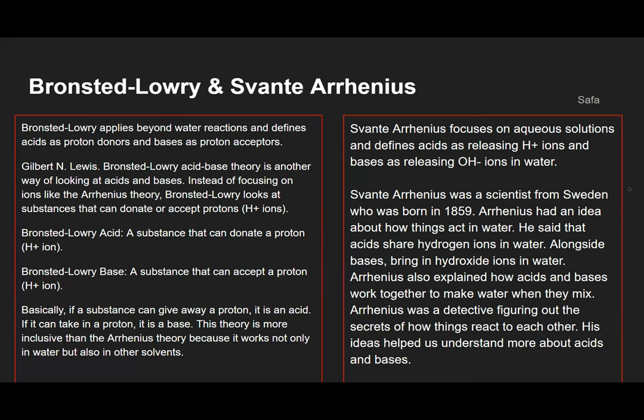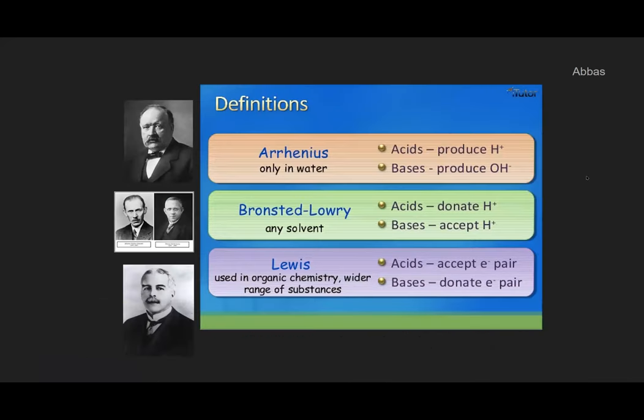Excellent. Regarding the definitions mentioned first: Arrhenius applies only in water, where the acid produces hydrogen ions and the base produces hydroxide. For Bronsted-Lowry, it works in any solvent: the acid donates the hydrogen, and the base accepts the hydrogen. Lewis was used in organic chemistry, with a wider range of substances: the acid accepts the electron pair, and the base donates the pair.